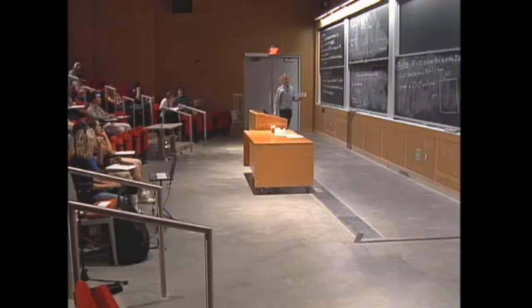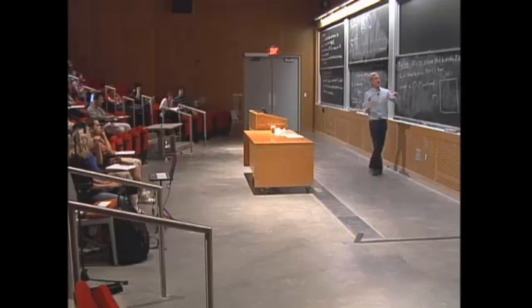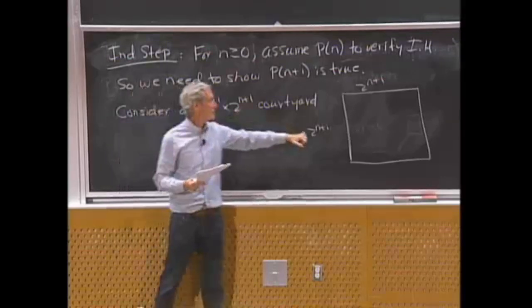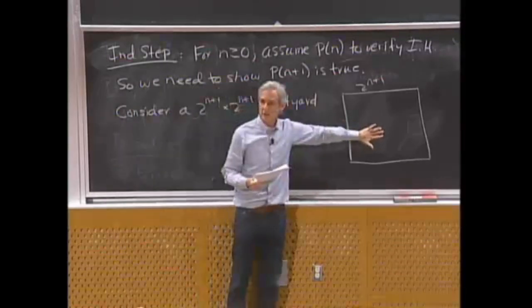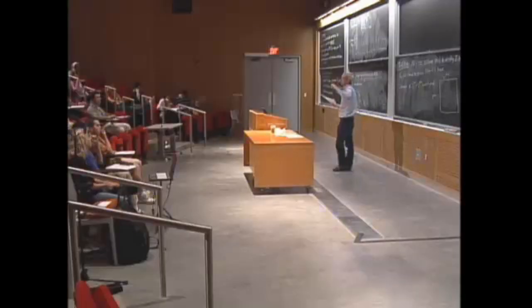For them, yeah, so you're on a good track there for sure. But I've got to apply Pn; I'm not going from 1 to 2. So I've got a 2 to the n plus 1 by 2 to the n plus 1 courtyard. How do I use Pn? A 2 to the n by 2 to the n courtyard.